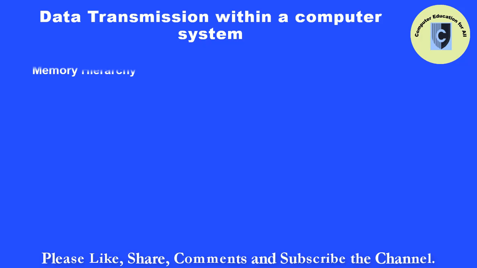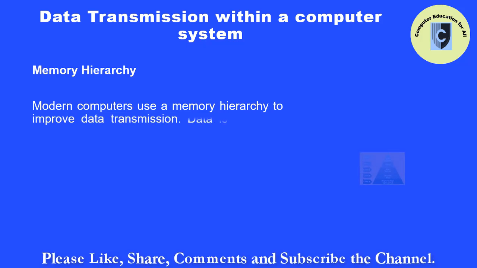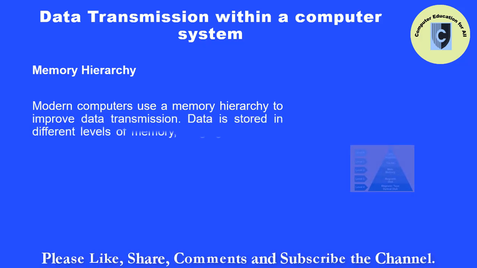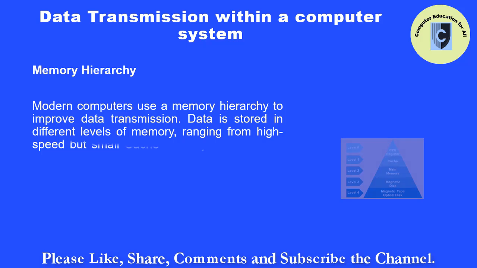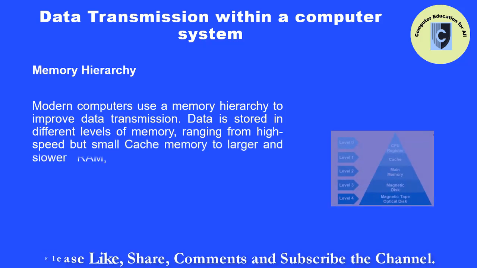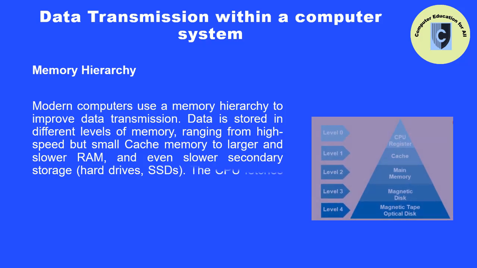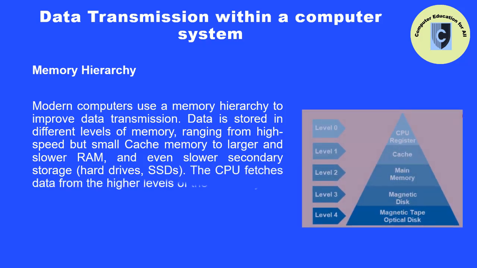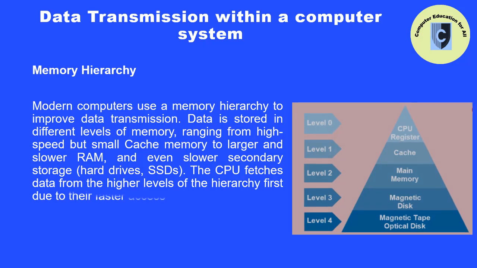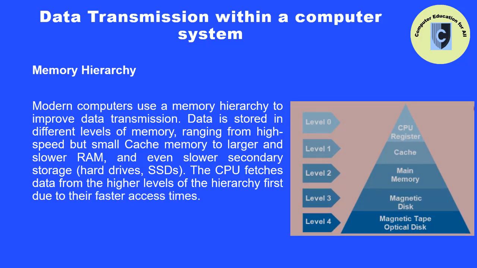Memory hierarchy. Modern computers use a memory hierarchy to improve data transmission. Data is stored in different levels of memory, ranging from high-speed but small cache memory to larger and slower RAM, and even slower secondary storage, hard drives, SSDs. The CPU fetches data from the higher levels of the hierarchy first due to their faster access times.